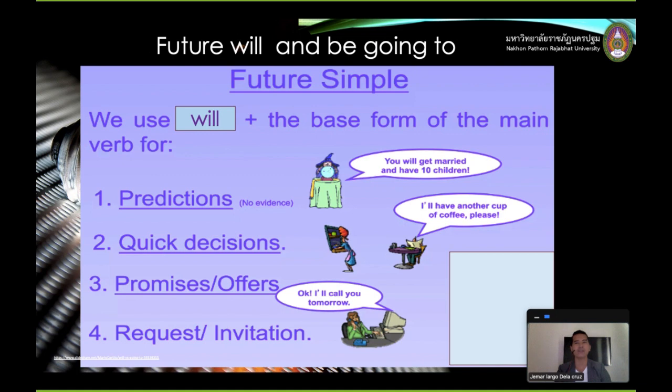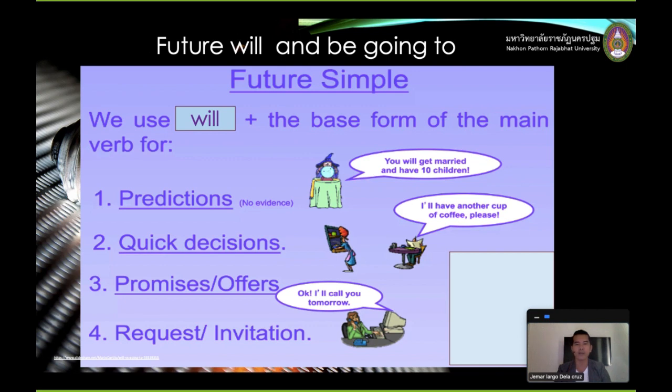Now, future simple, we use will plus the base form of the main verb. For example, for prediction, we have here, you will get married and have 10 children. That one is not yet happening. That is a prediction, no evidence, okay? Now, number two, quick decisions. Oh, I'll have another cup of coffee, please. That is a quick decision right there and right now.